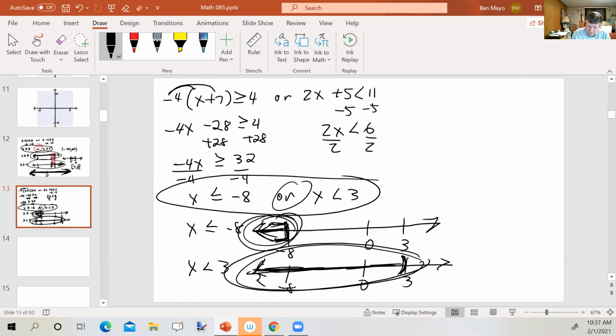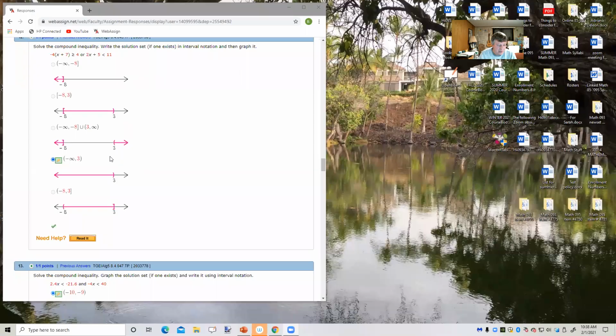You'd have the graph and then interval notation, -infinity up to 3, which is why if we look at the solution in WebAssign, we see that this one right here, the interval notation -infinity to 3, and the graph, parentheses at 3 with a solid line or an arrow going to the left.